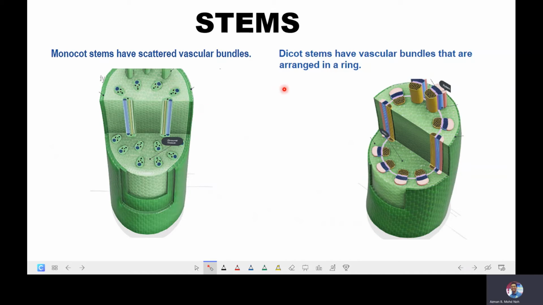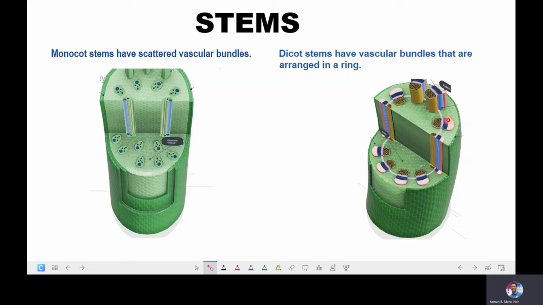Meanwhile, if we look at the cross section of the dicot stem, we will be able to see that the vascular bundles over here are arranged in a ring, in a circle. On the outermost layer will be the epidermal tissue. Somewhere here will be the ground tissue, which might consist of parenchyma, and over here will be the vascular bundles.